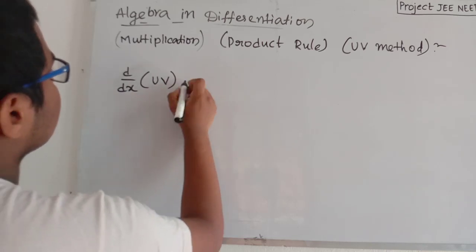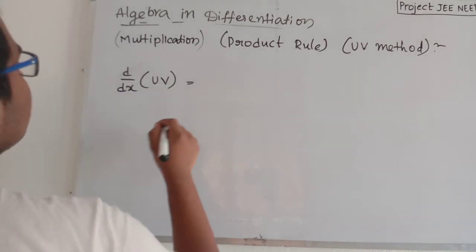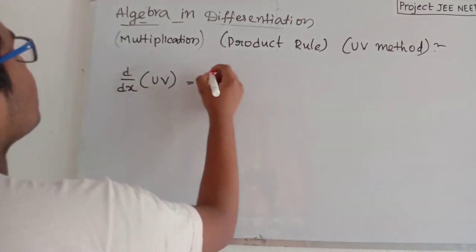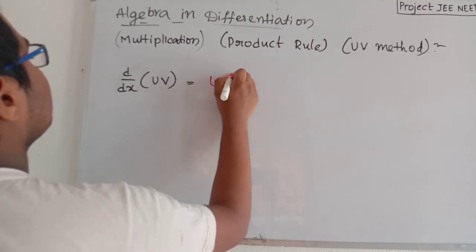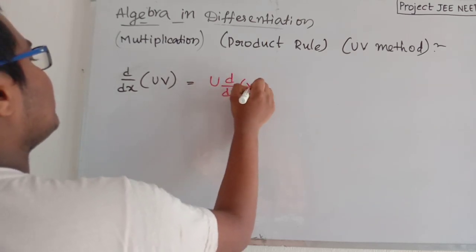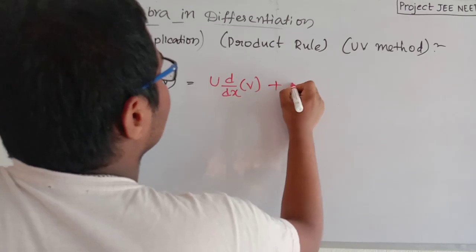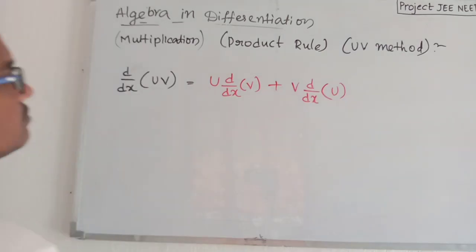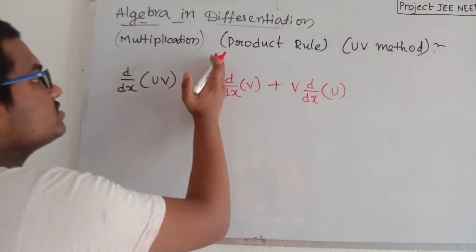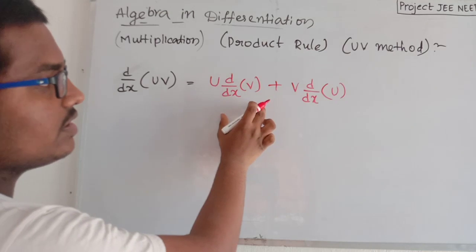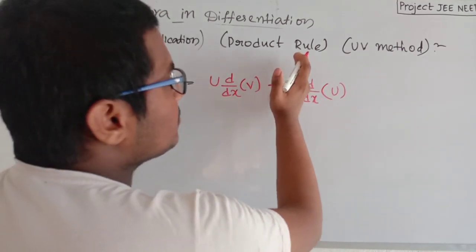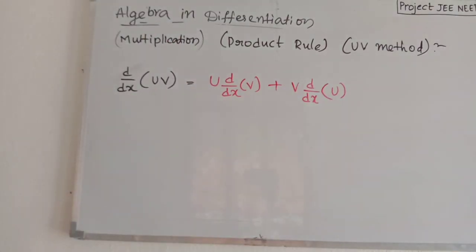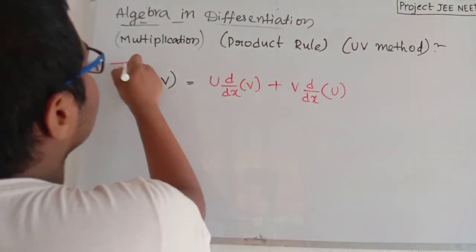So what is the differentiation process? Let me write with another color. u into d by dx of v plus v into d by dx of u. Keep a term constant and differentiate the second one, and plus keep the other remaining term constant and differentiate the remaining term. This is a simple way to remember this formula.